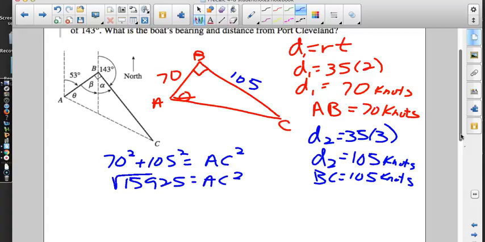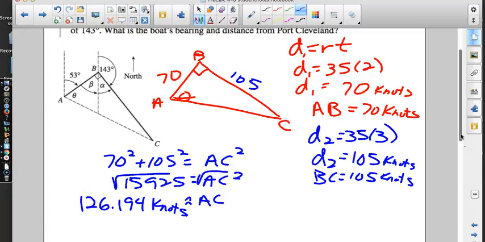Square root of 15,925, 126.194 nautical miles. And again, that's as perfect an answer as we're going to get for that distance. We had really nice numbers to use for the side lengths there, and they wanted to know the distance, so there's the new distance. One last thing is figuring out that bearing, and we need this angle right here.